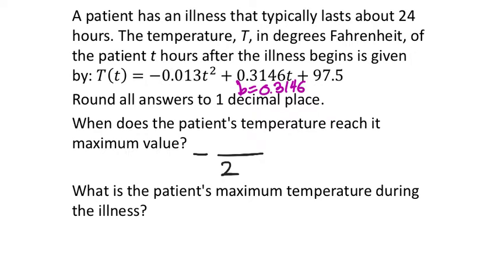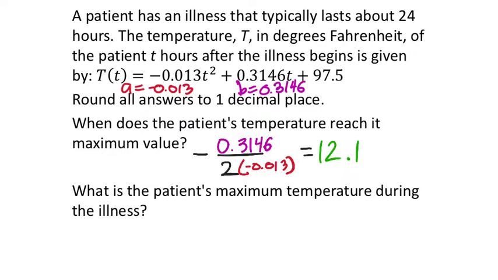0.3146, which isn't very pretty, but it still works. That's my B, all over 2 times A, and then the A value is the coefficient of T squared, which is negative 0.013. So again, I just put that in there, negative 0.013. I put this in the calculator. Let's see what we get. Now, just from the calculator there, I got 12.1.